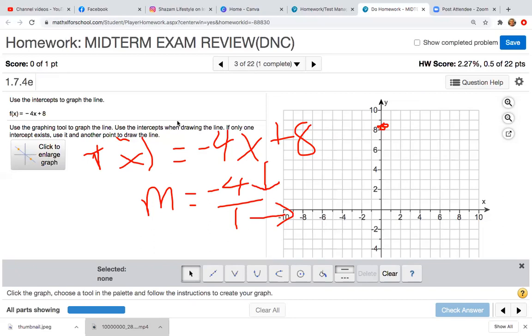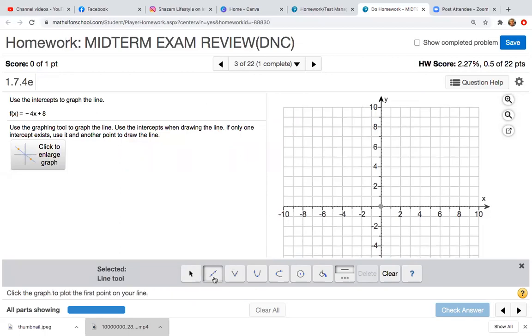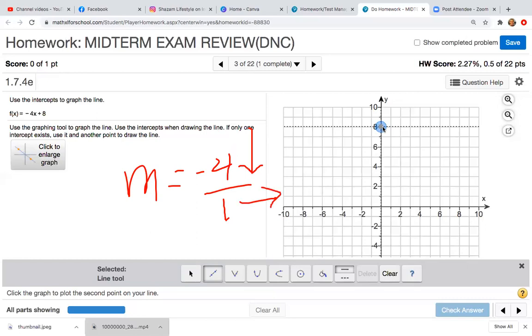So let me go ahead and demo this for you on the XY plane. I'm gonna click on here, grab the line tool. I'm gonna plot my y-intercept at 8. My slope was -4/1. Remember, that's rise over 1. So you're gonna travel 4 units down, 1 unit to the right, and then plot your second point.